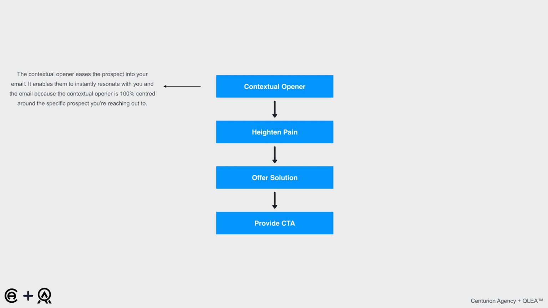It's what they do. It's their business. It's them as a person, whatever it is. So that alone eases them into the email. And then it also enables them to instantly resonate with yourself and your agency because you are talking about them, right? So they have a vested interest in you now because you've talked about them in the opener. It's contextual and whatnot. So that is the opener.